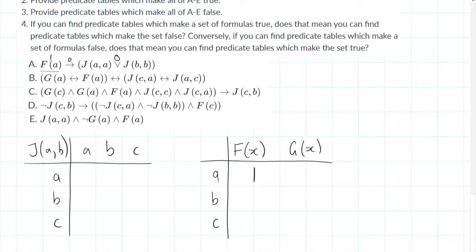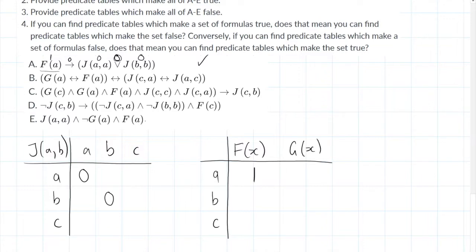And I know that over here I have to have the value false for this disjunction. So that means that JAA and JBB both have to be false. JAA is false and JBB is false. And so now I've made that formula false.